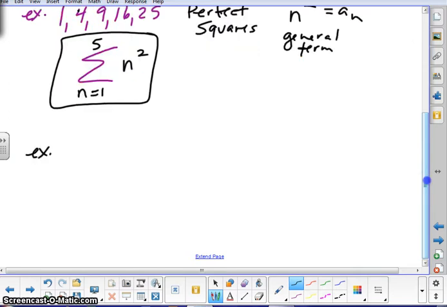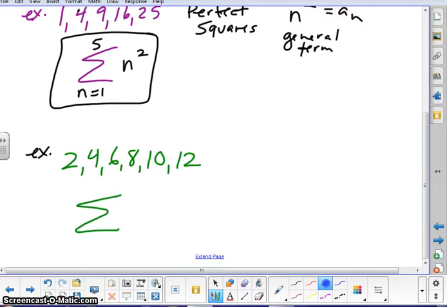Okay, and on this one, I am giving 2, 4, 6, 8, 10, and 12. First step, get your sigma notation lined up, and go ahead and look at how many we are given: 1, 2, 3, 4, 5, and we are given 6 terms this time. So we're starting with 1, and we're ending with 6.